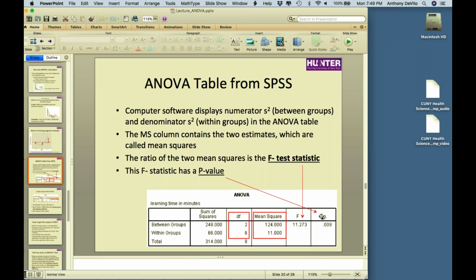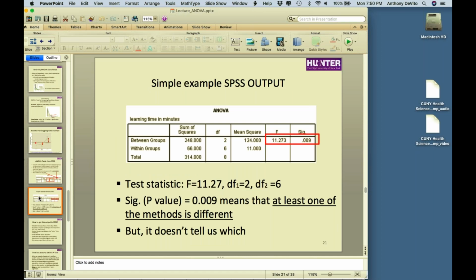And if we move over to the significance, we can see the probability that we would be wrong if we reject the null hypothesis that all of the means are equal to one another. The probability of a type 1 error would be 0.009. So we would reject the null hypothesis whether alpha was chosen to be 5% or 1%, whether we want to be 95% certain or 99% certain. In both cases, we would reject the null hypothesis and accept the alternative hypothesis.